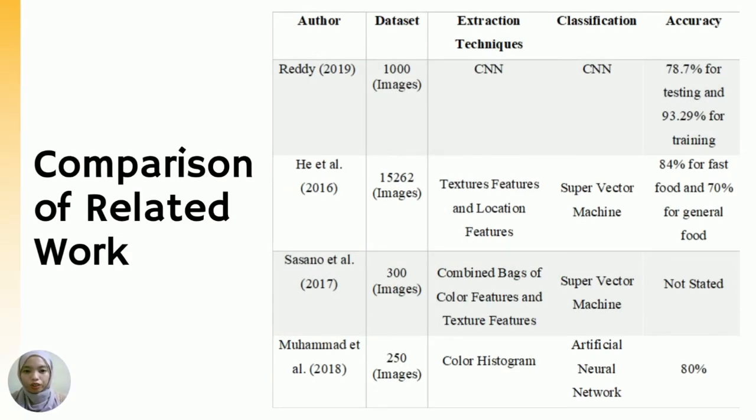Next is the comparison of related works. There are four main authors for the references of this system. The first one is by Reddy, which uses CNN as the feature extraction technique and CNN for the classification. Next is He and others, who use texture features and location features, and use classification for recognition. Next is Cesino and others. They were using an extraction technique which combines bags of color features and texture features, and the classification is for recognition also. And the last one is Muhammad and others. The extraction technique is the color histogram, and the classification is the artificial neural network.